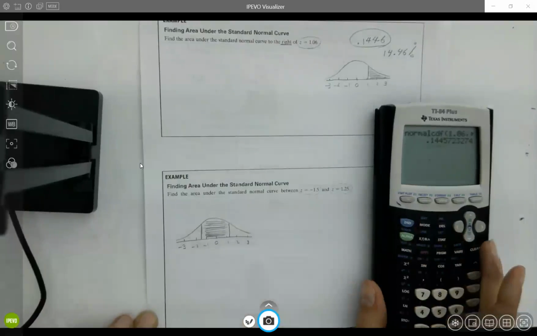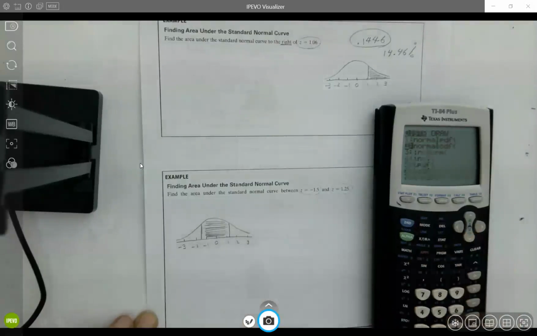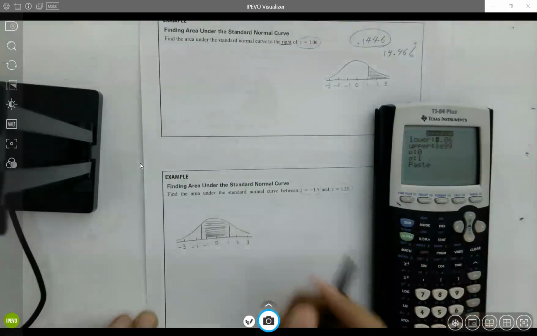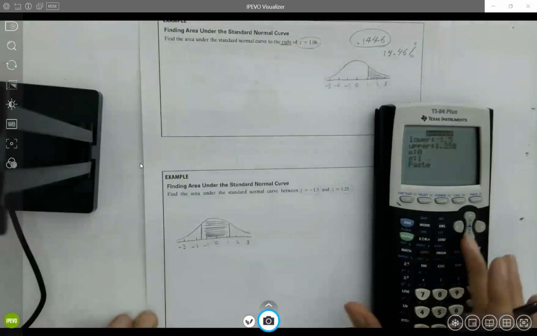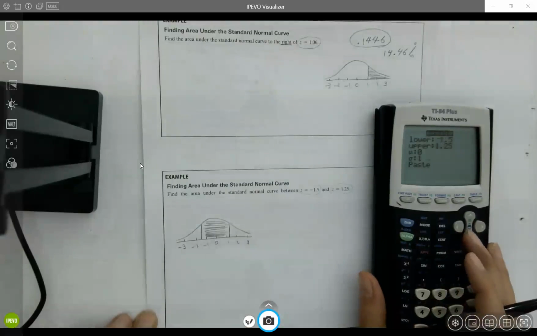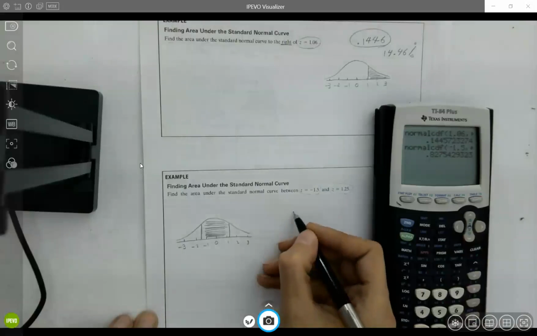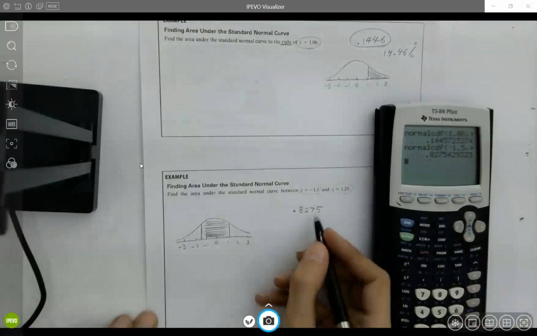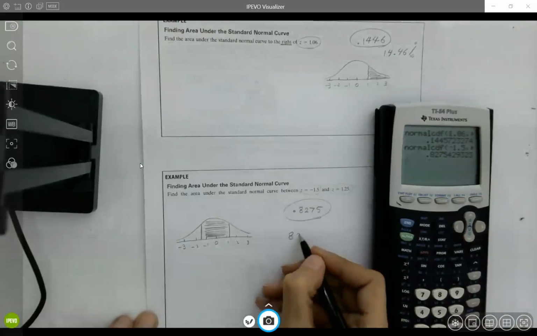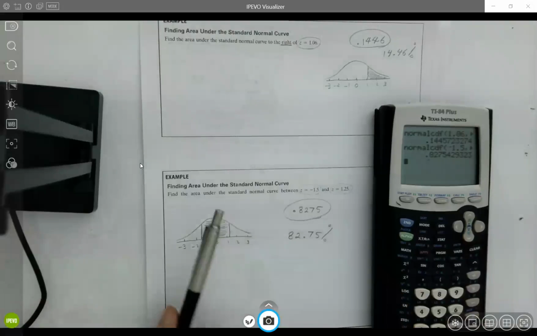So second, VARS, normal CDF, negative 1.5, and here you have 1.25, mean is 0, standard deviation is 1, and let us do the calculation. We get 0.8275. This is the area, or if you convert that into percentage, 82.75%.